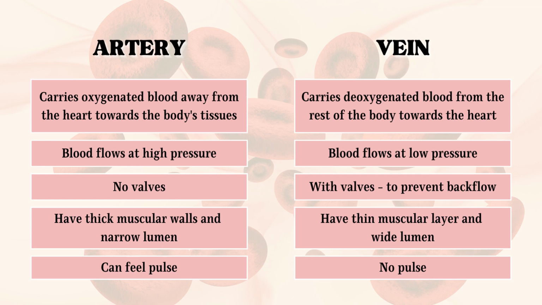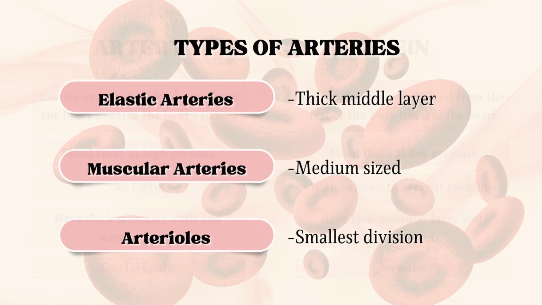The artery has thick muscular walls and a narrow lumen. On the other hand, the vein has a thin muscular layer and a wide lumen. The artery can feel a pulse. On the other hand, the vein has no pulse. We will now move on to the types of arteries.